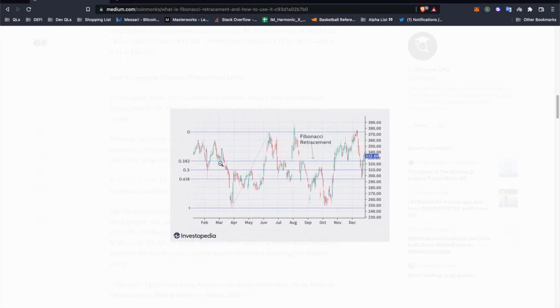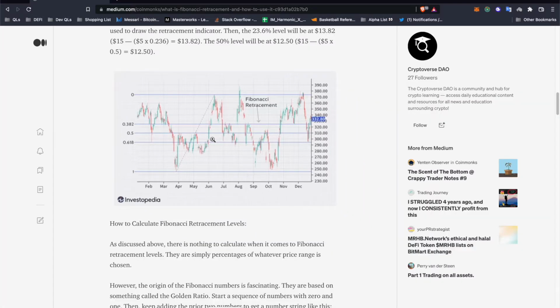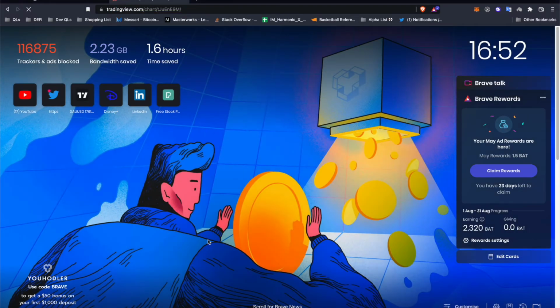And this is what it looks like on the actual platform. Most people use TradingView, right? It's a very simple process to use a Fibonacci retracement on TradingView. I can actually just show you guys really quickly.